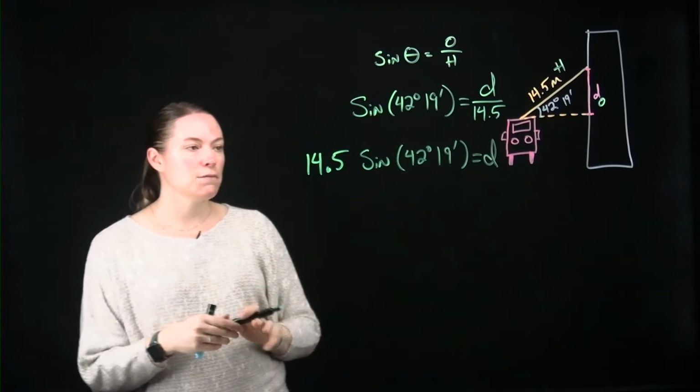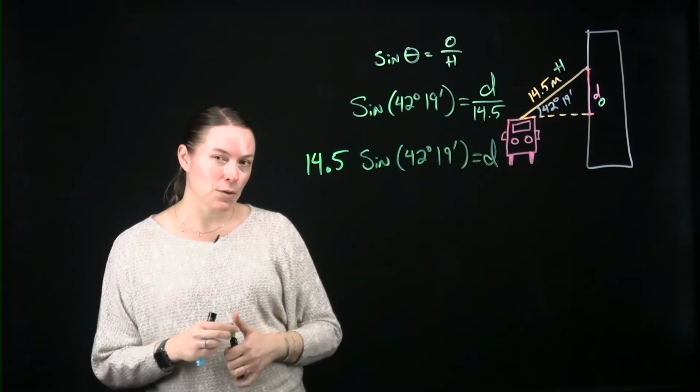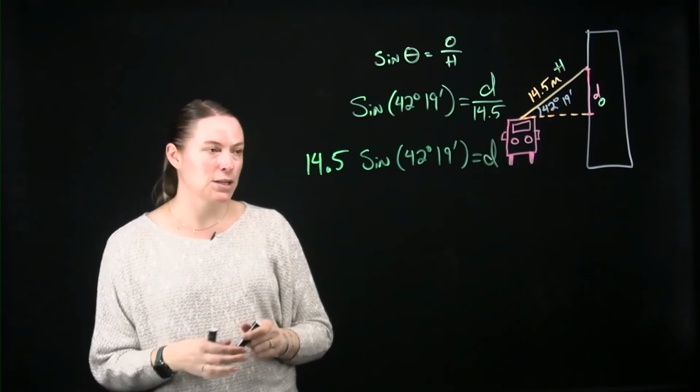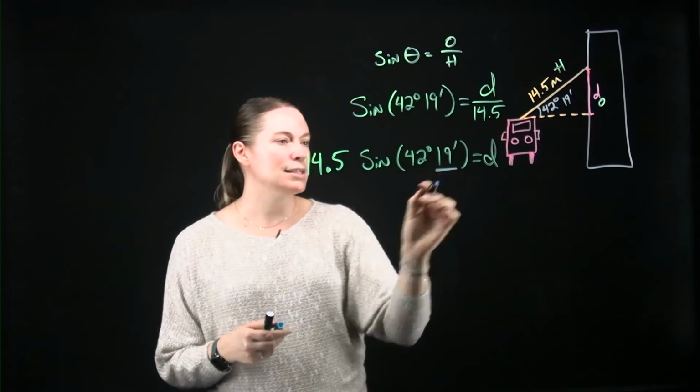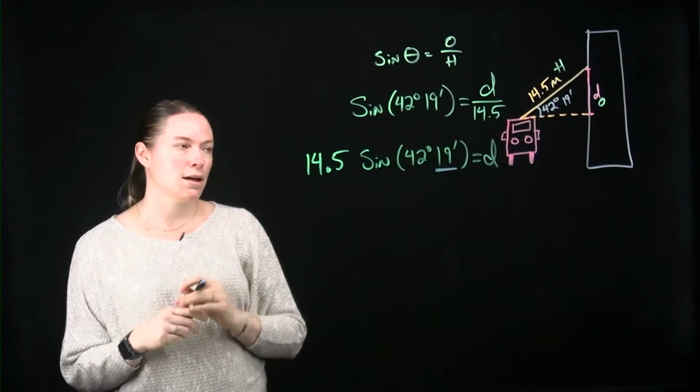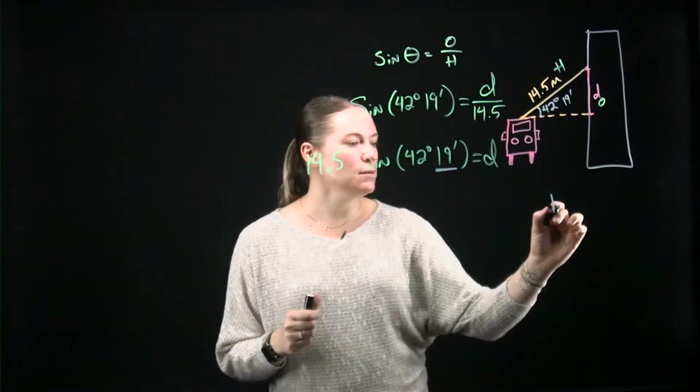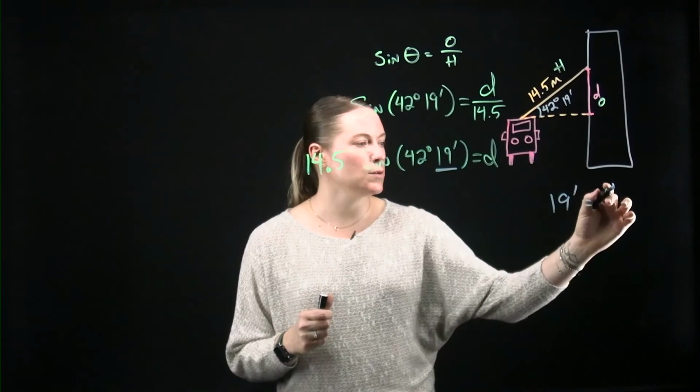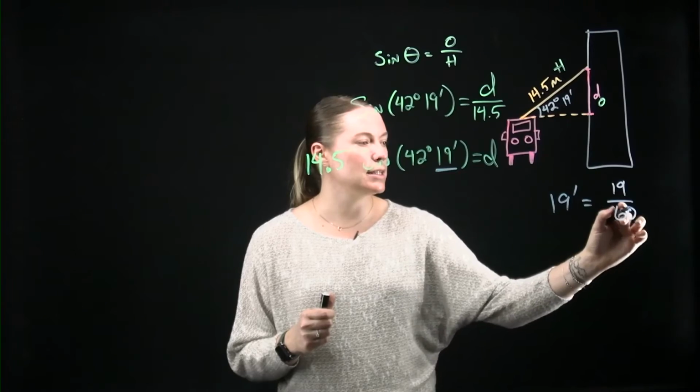Now, knowing that information, I can go ahead and put this in my calculator, but there might be one additional step we need to think about. Remember this 19 minutes that we have? Well, remember, 19 minutes is equivalent to 19 divided by 60 degrees.